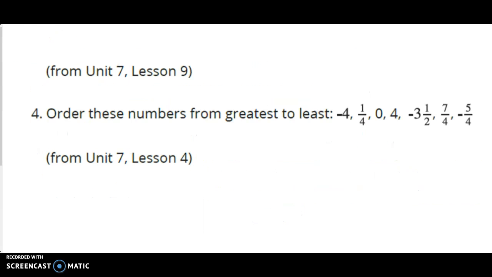Okay, last one. I want you to pause and try this one on your own. Look up when you are done.